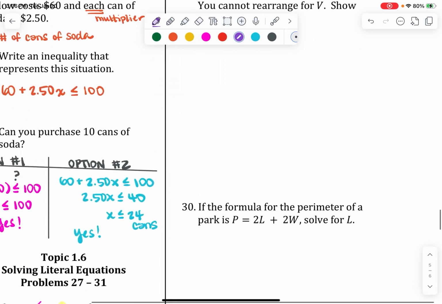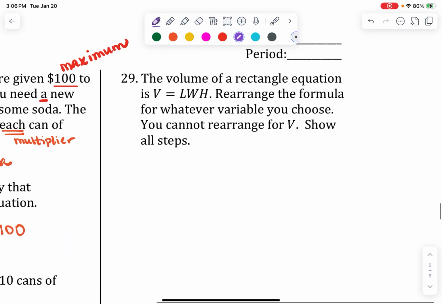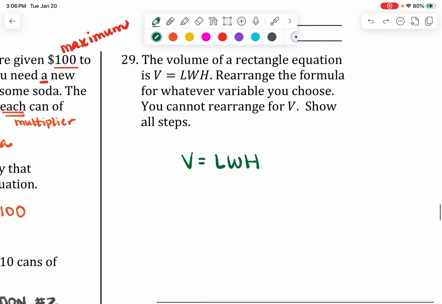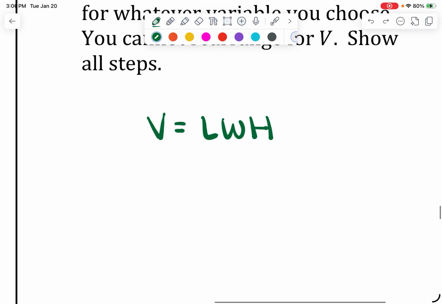All right, last few, here we go, number 29. We did a bunch of these on our homework, same ones. So it says volume equals length times width times height. That is the volume formula for a prism. Right now it's solved for V clearly because it says V equals, but they want you to rearrange it for whatever variable you choose, just not the V. All right, so I'm going to choose the L.